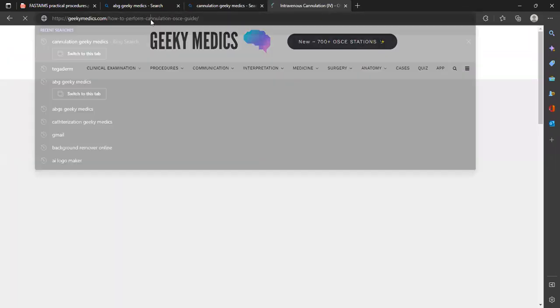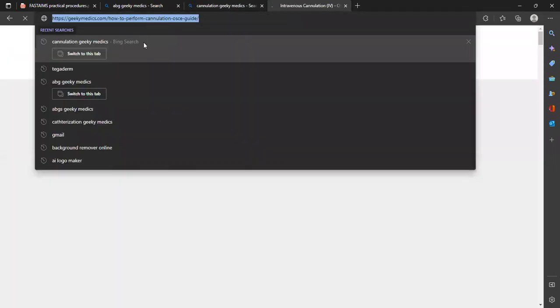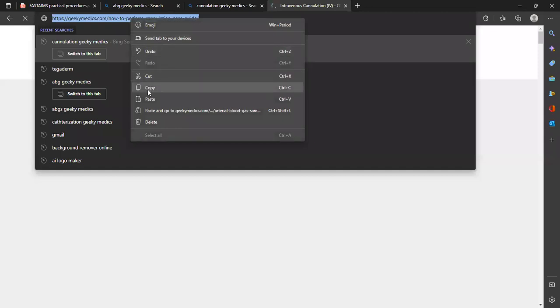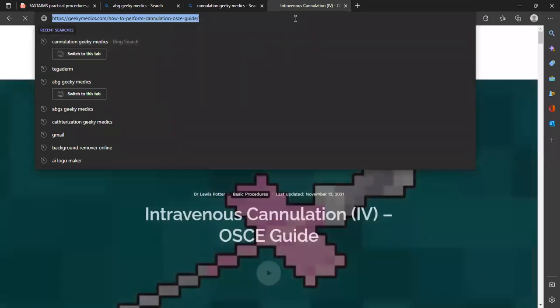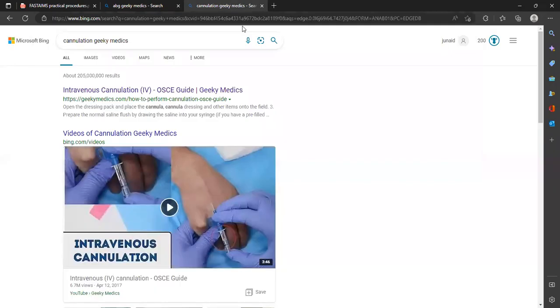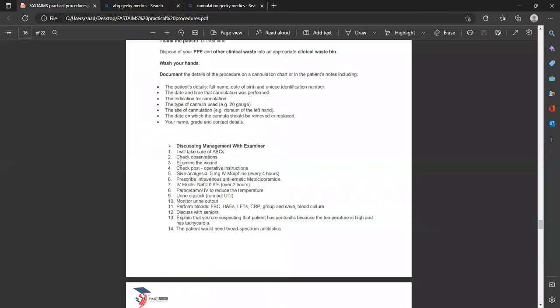I understand that it is difficult to learn procedures online. Procedures are usually done in person. So this is one way to learn, but I can give you only an idea of how to perform these procedures. So just go through this cannulation, and we will move forward to our next scenario after this.